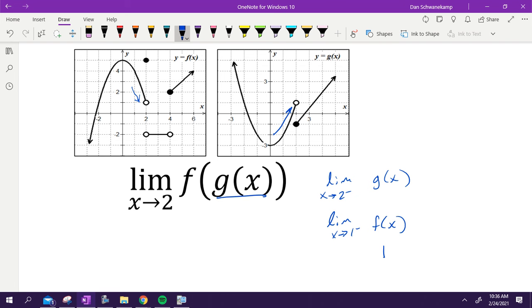I'm getting closer and closer to 4. Why is it 4? My bad, thanks. Sorry, I was drawing an arrow to the wrong one. I'm drawing an arrow to 1. Here's 1 right here. I'm getting closer and closer to 4. I wondered why my answer was incorrect.